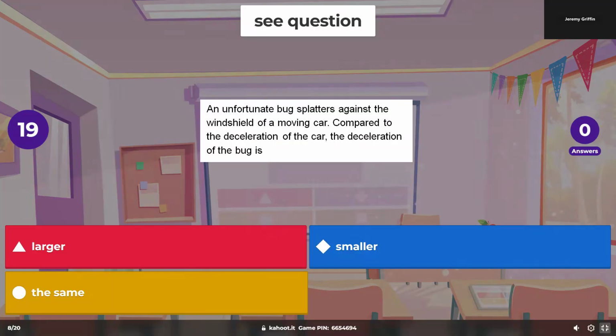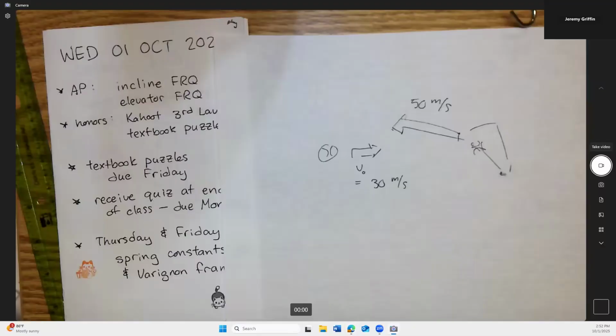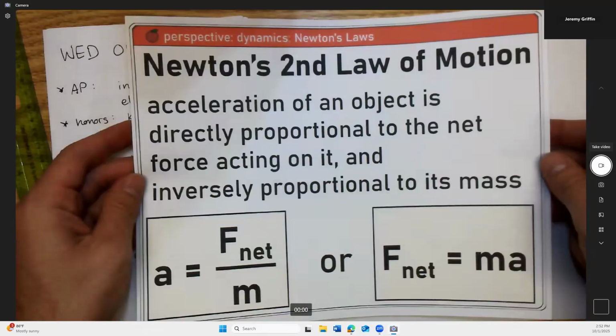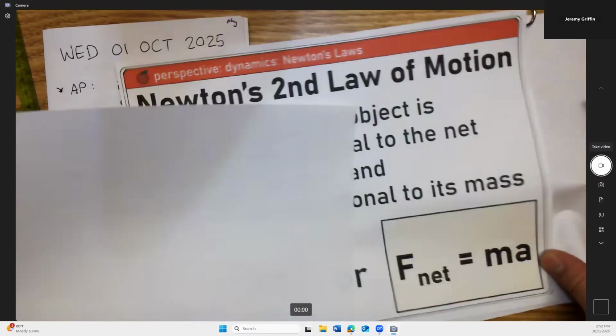Okay, exact same scenario. Different question. Compared to the deceleration of the car, let's call it the change in motion of the bug. So the change in motion of the car, the change in motion of the bug is what? Much, much larger. Okay, so the forces are the same. But what you guys just got is actually a second law question. You guys remember this right here? It's the same force on different masses. We'll draw this one out too.